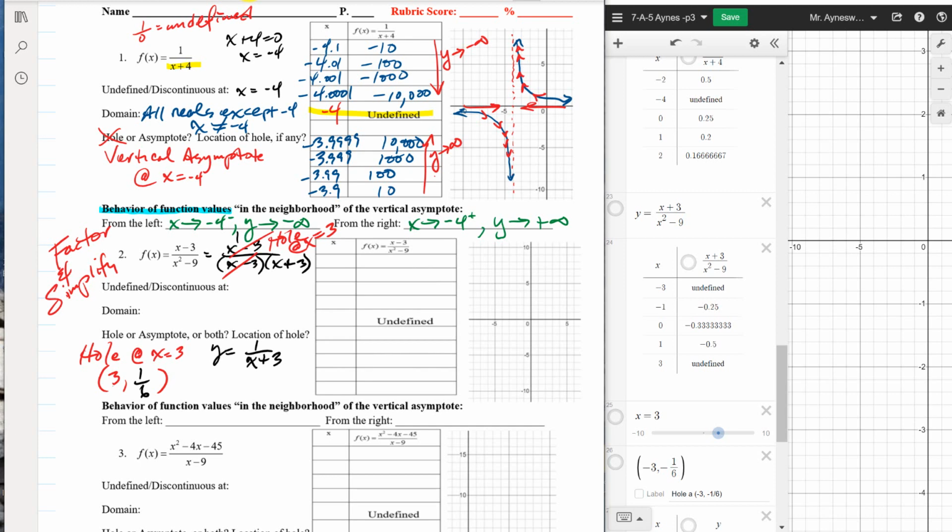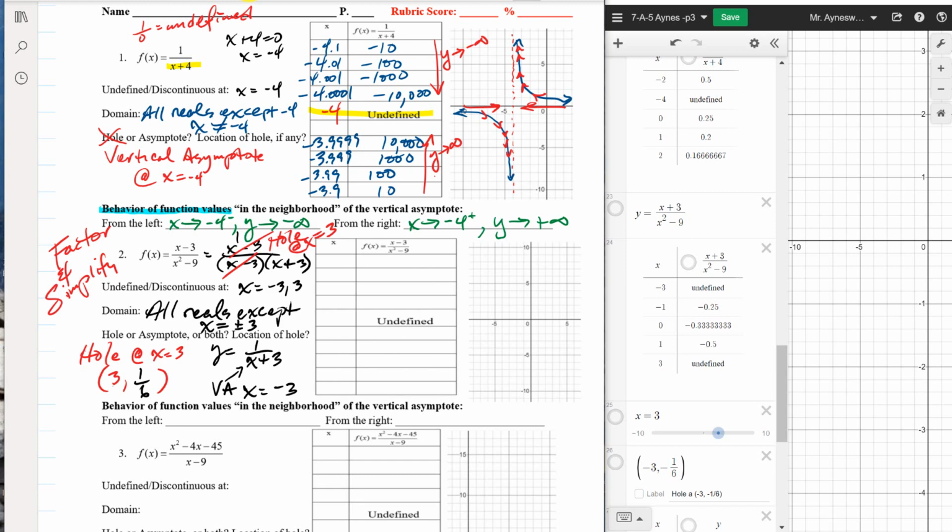Now, the function is still undefined at -3. It's undefined at positive 3, but it's also still undefined at negative 3, and that tells you that you have a vertical asymptote at negative 3, because you can't remove it or simplify it. So you have a hole at x equals 3 and a vertical asymptote at negative 3, and you're going to see that in the graph. It's discontinuous or undefined at two different numbers, x equals negative 3 and positive 3, or you can say plus or minus 3. So the domain is all reals except x equals plus or minus 3. That's how you say it in words.